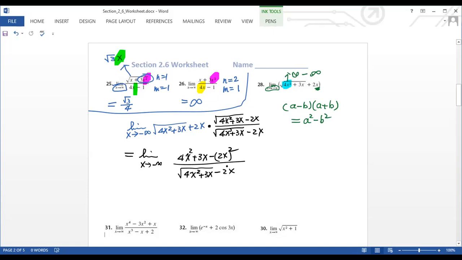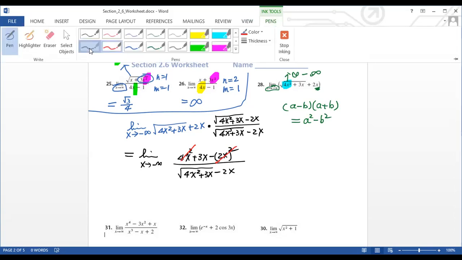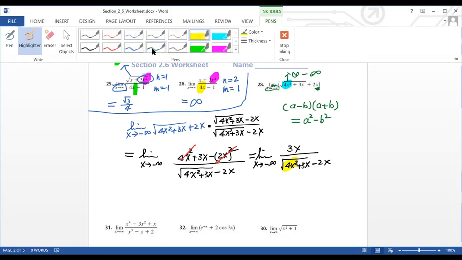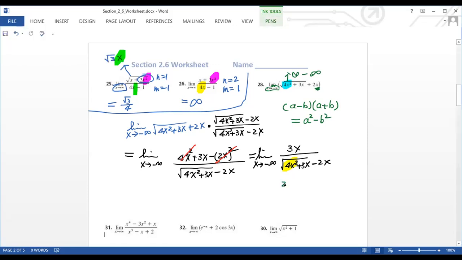Okay, so now let's take a look here. What happens here, right? And be careful. These two can cancel. All right, so here, this will be my limit as x approaches negative infinity. So this is 3x, okay? And then here, this is the square root of 4x squared plus 3x minus 2x. Like we said before, be careful here. This is a dominant term, so it's going to come out, right? So going to come out, the square root will be 2.